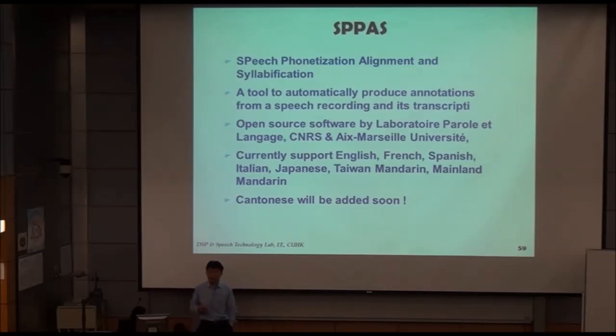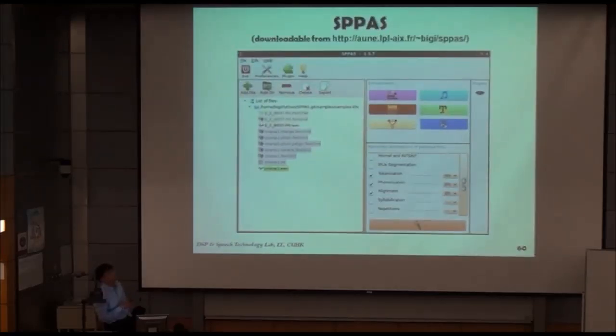What this tool does is it has all the available resources for automatic alignment. So what you need to do is make a recording or download a recording in a particular language, load this WAV file into the tool, and the tool will automatically do the segmentation for you. It is a very useful tool, and I think it is publicly available. You can try, or if you are interested in the Cantonese version, you can wait for a while. I think it can be done in a few months.